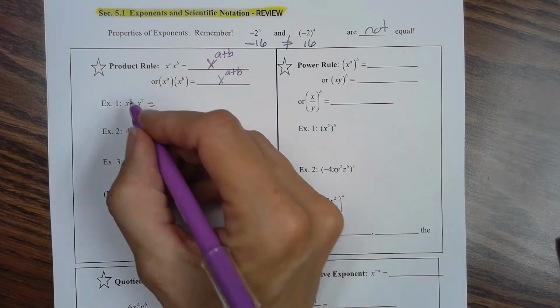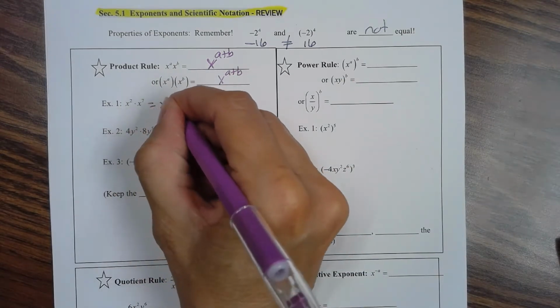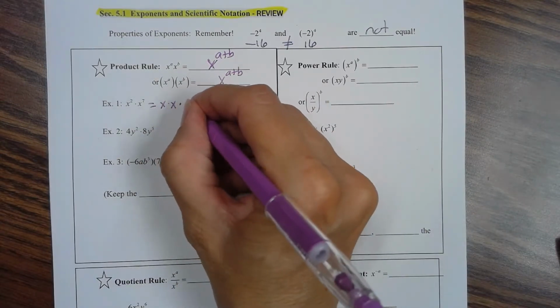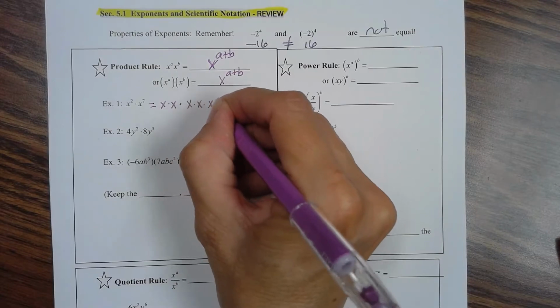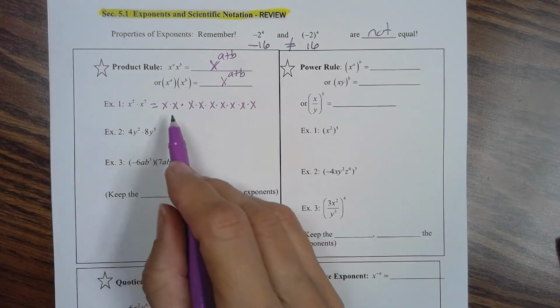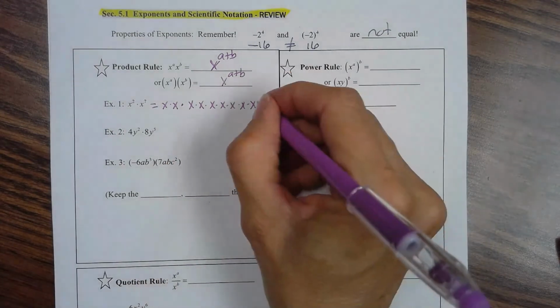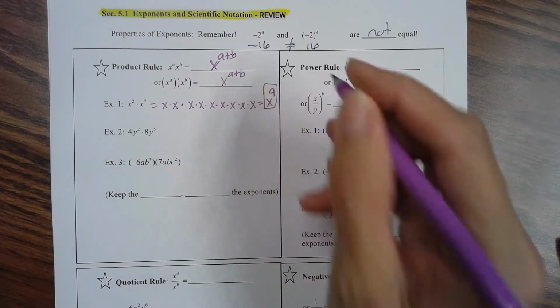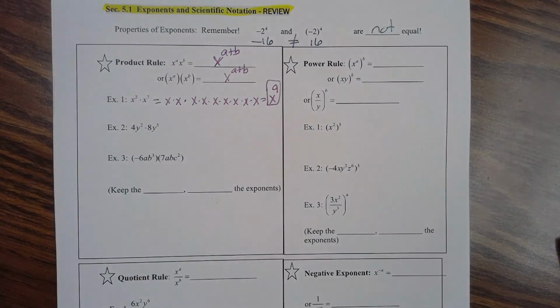But why? Because x squared, if you write it out, is x times x. And x to the 7th is 7 x's. 1, 2, 3, 4, 5, 6, 7. Now look how many you have. 9. So that's where you get x to the 9th. So when you are multiplying, you add powers.